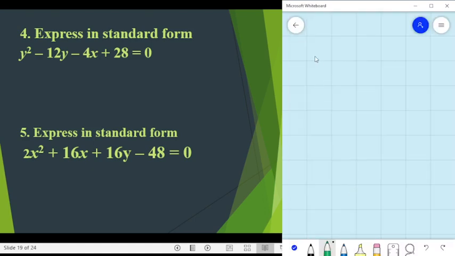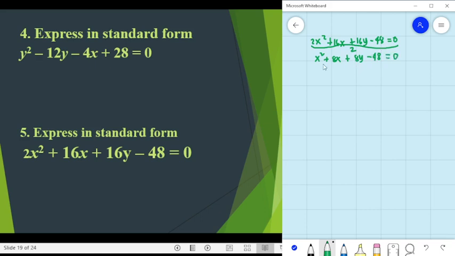Okay, so the given equation is 2x squared plus 16x plus 16y minus 48 equals 0. Since the coefficient of x squared is 2, we need to divide everything by 2 to make the equation easier. So, x squared plus 8x plus 8y minus 48 equals 0.